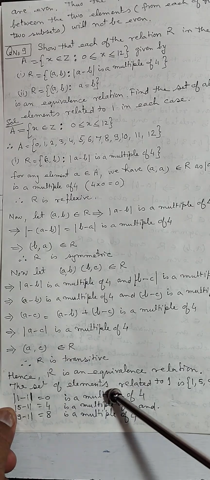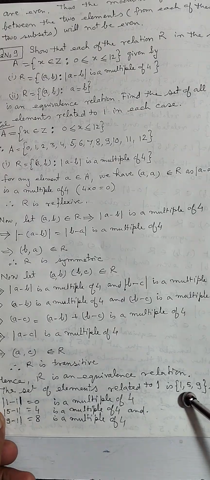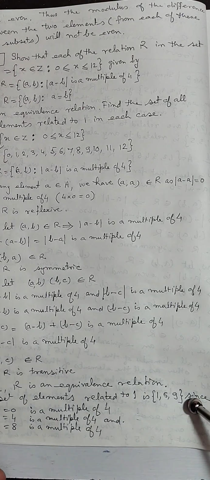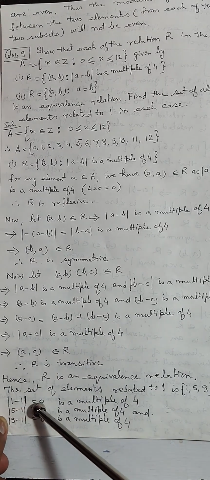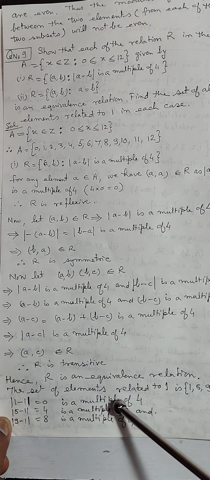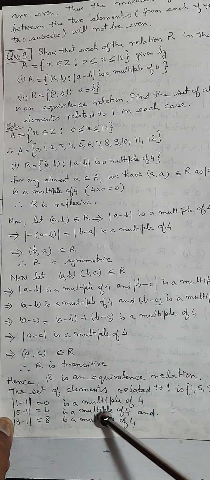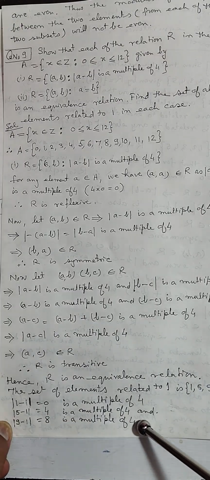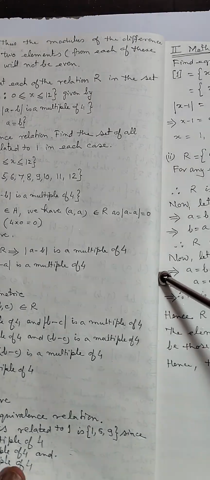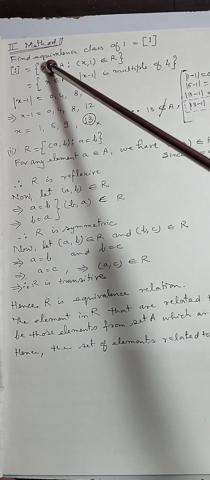The set of elements related to 1 is {1, 5, 9}, since mod of 1 minus 1 is equal to 0, a multiple of 4; mod of 5 minus 1 is equal to 4, a multiple of 4; and mod of 9 minus 1 is equal to 8, a multiple of 4. Now the same thing can be done like this also. That is the second method which I have described here.